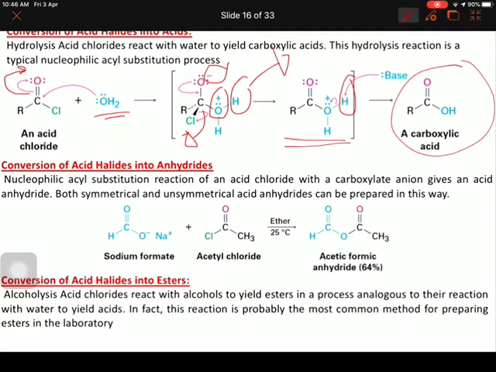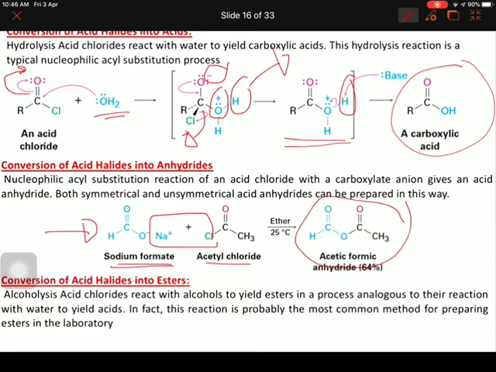Conversion of acid halide into anhydride. In addition to the previous method that we saw, if 2 equivalents of carboxylic acid are treated with high heating, we get anhydride. The second method is to react the sodium salt of carboxylic acid with acid chloride. So this one will give NaCl and the anhydride. This is the second method for preparation of anhydride.